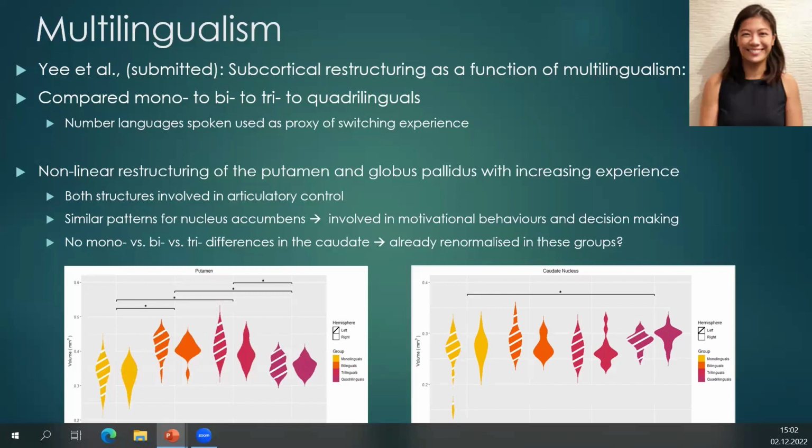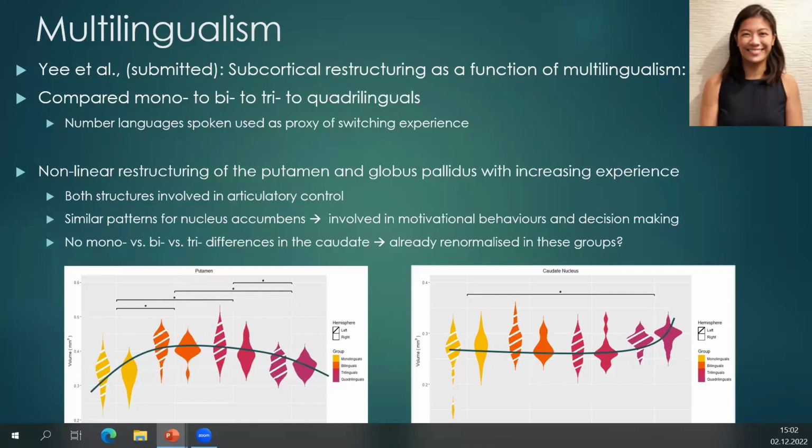What we found was non-linear restructuring of the putamen and the globus pallidus with increasing experience. So what you see in this graph is the putamen, a subcortical structure linked to articulation. Monolinguals, bilinguals, trilinguals, quadrilinguals, left hemisphere and right hemisphere. So you see that when you speak two languages, you have a bigger putamen, which is more or less the same when you speak three, but when you speak four, it starts dropping. So a nice non-linear effect.